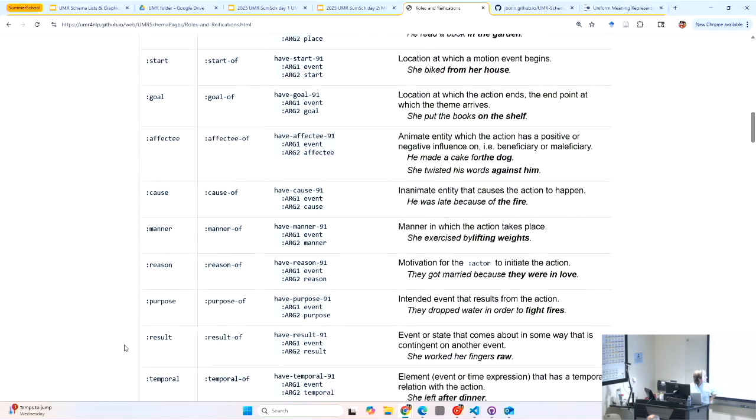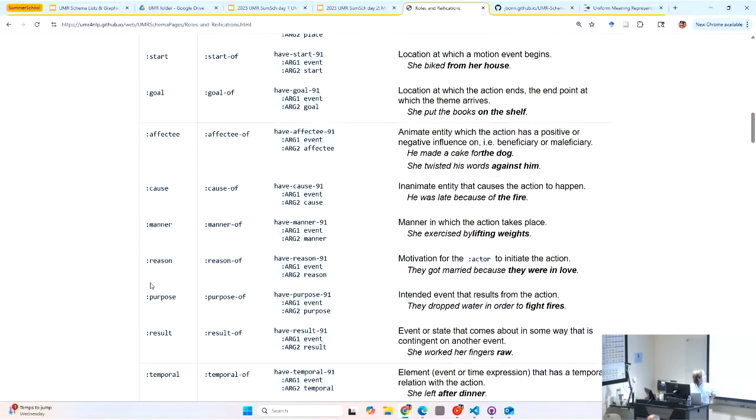Cause, manner. Cause has been split, so now we have reason. Sorry, I didn't get these examples filled in yet, but yeah, so that's been split. Reason is going to be like a mental motivation, like why did you do something, not just cause and effect. They got married because they were in love. That was their motivation. Purpose is the same.